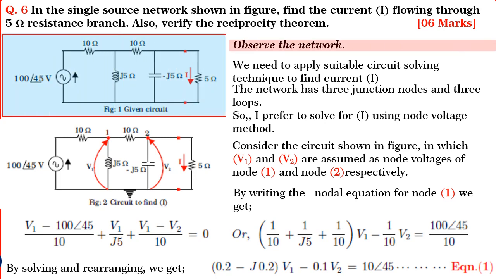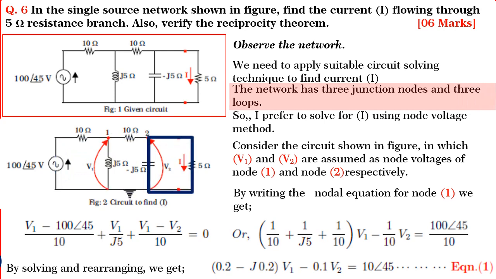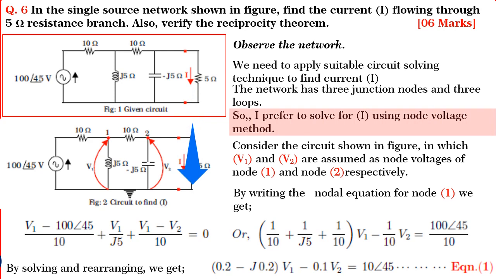Observe the network. We need to apply a suitable circuit solving technique and find current I in 5 ohm resistance. This is the response and 100 angle 45 volts is the source. The network has 3 junction nodes and 3 independent loops. So, I prefer to solve for current I using the node voltage method.